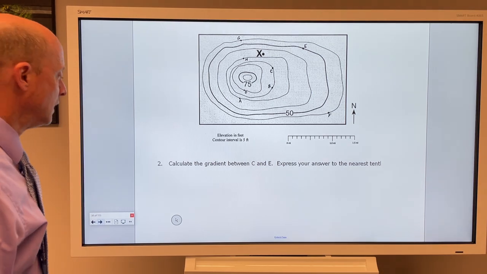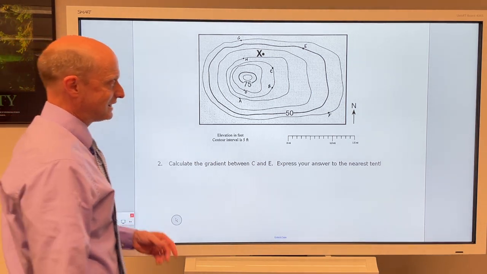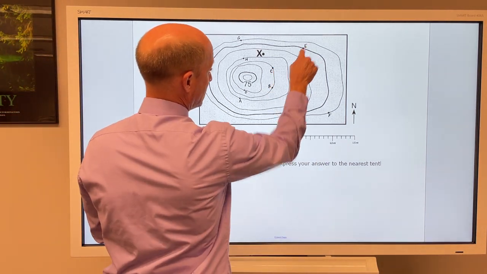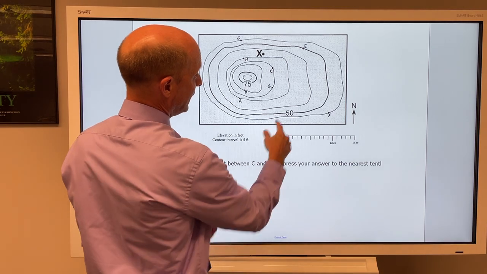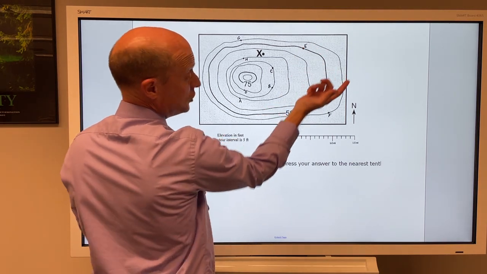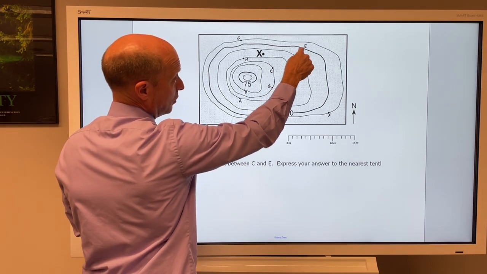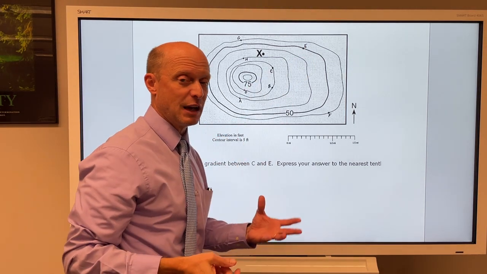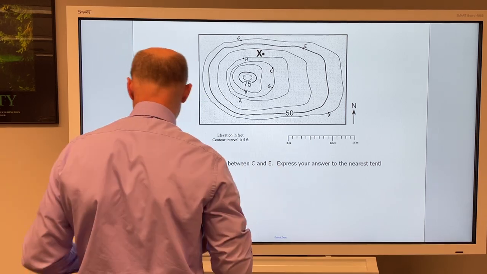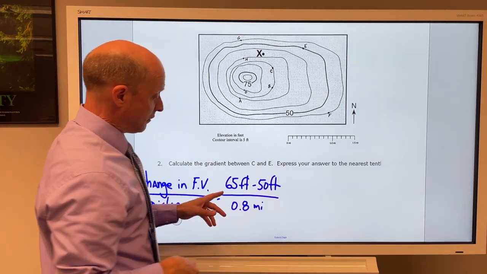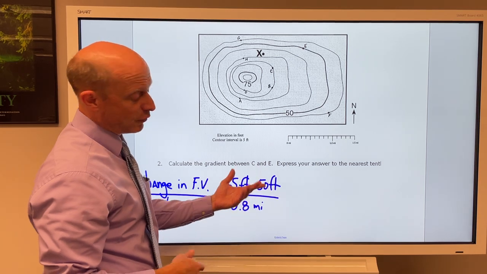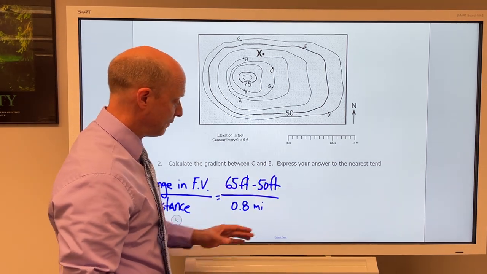Let's do another one. Number 2 says calculate the gradient between C and E. C is there, E is there. Change in field value, well, E is right on the 50 line. And you can do it like this actually. 50, you want to count by 5s. So then you can just do 5, 10, 15 if you can count by 5s. So it's 15 feet is the change in field value. Right, so that's 60, and you can do it this way too, 65 minus 50, 15 feet.